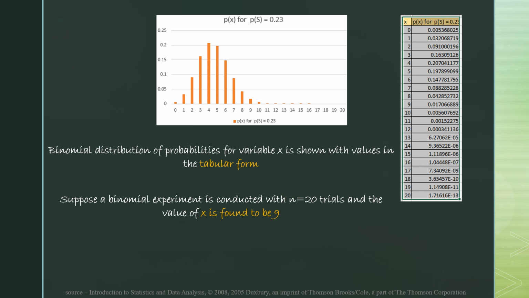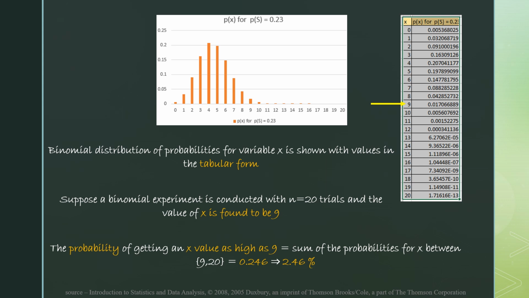Suppose a binomial experiment is conducted with n equals 20 trials and the value of x is found to be 9. The probability of getting an x value as high as 9 equals the sum of probabilities of x between 9 and 20, including 9 and 20, and that equals 0.0246. In other words, 2.46% of the times.